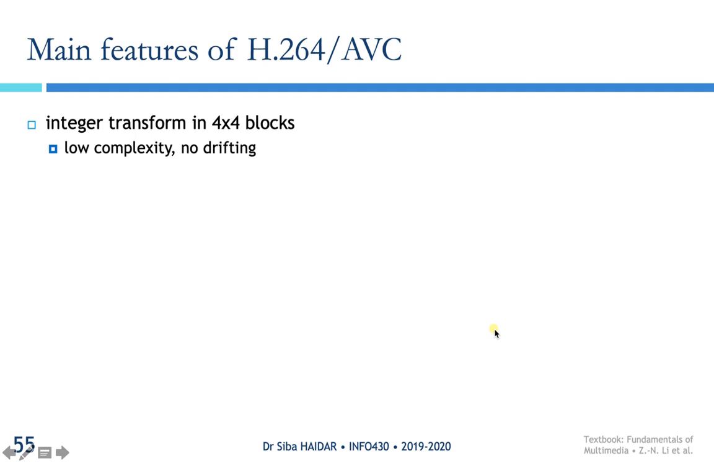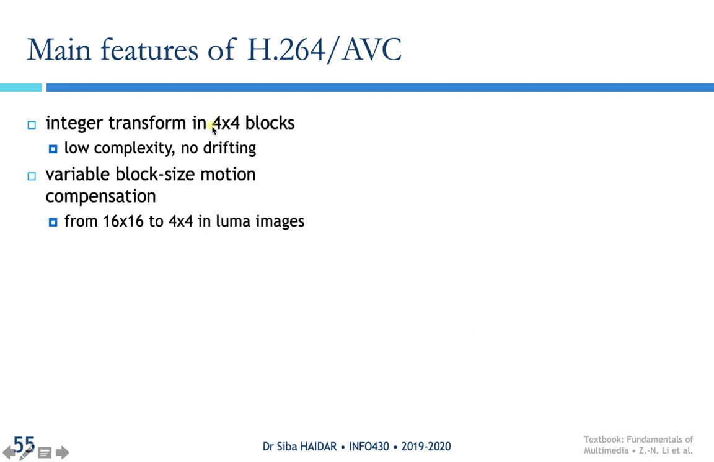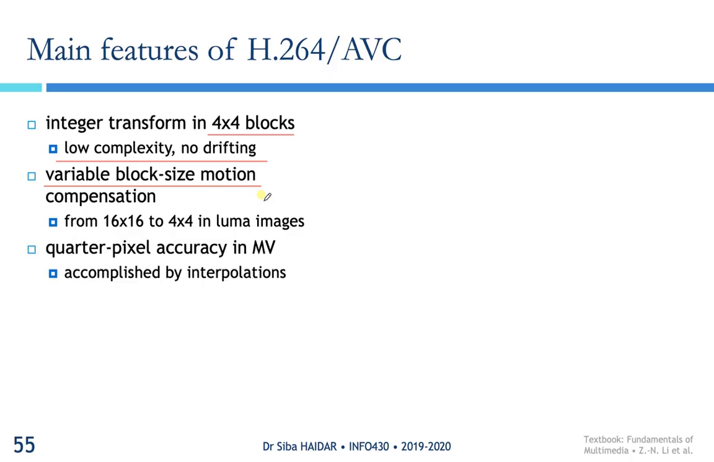The main features of the H.264 are the following. There is an integer transform over blocks of size 4 by 4. The integer transform has a low complexity and has no drifting. In H.264 you also have variable block size motion compensation. You can have block sizes from 4 by 4 to 16 by 16 and so on in Luma images.